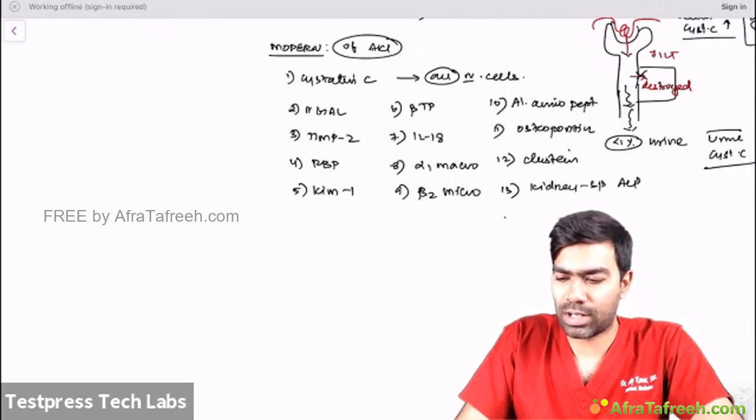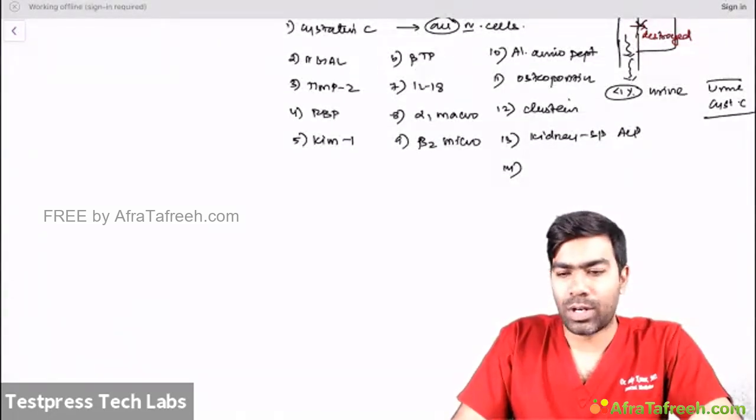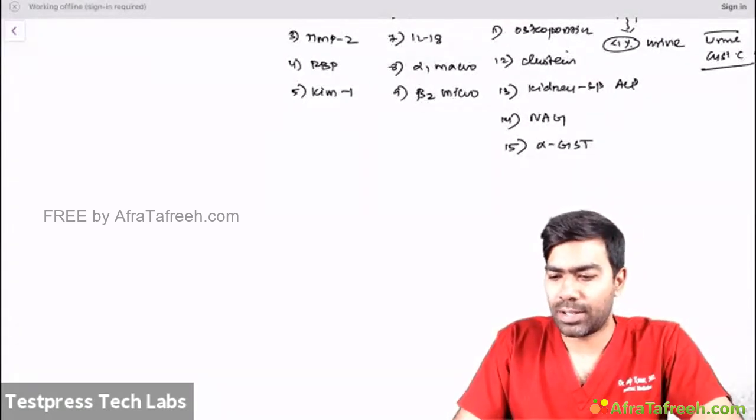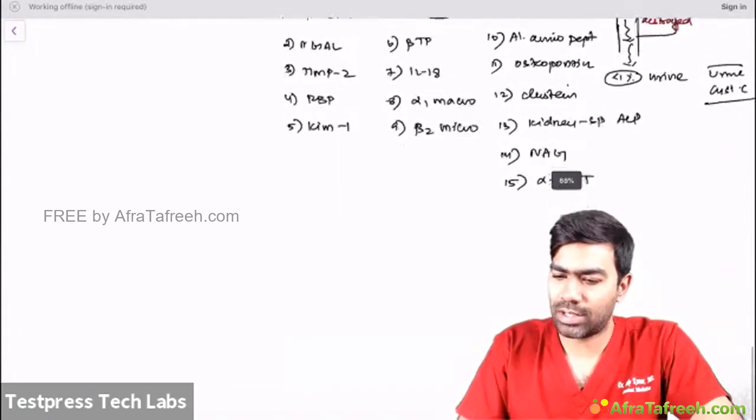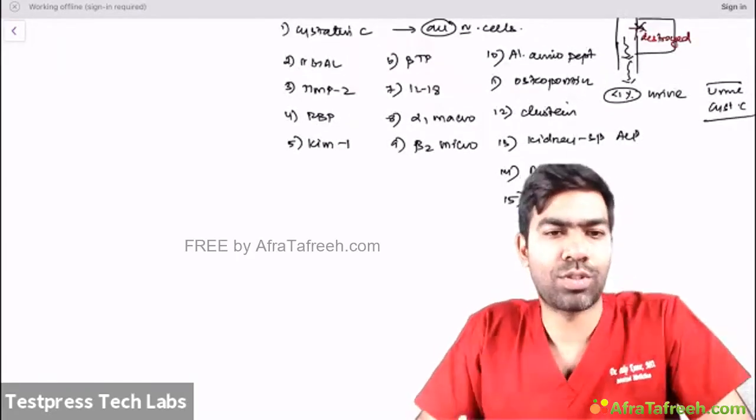And the 14th marker that is proposed is NAG. And the 15th marker that is proposed is something called alpha GST, that is glutathione S-transferase. And I think that's it. Yes, we discussed almost all the markers.